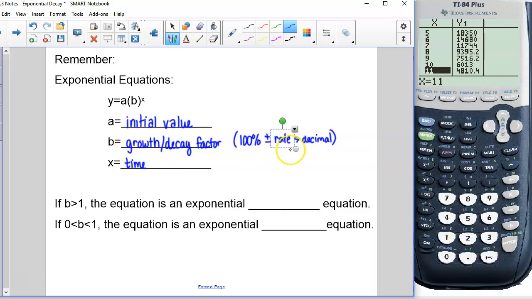So for that B factor, that growth or decay factor, if you have growth, you're going to take 100% and add the rate. So it's like sales tax, 100% plus 7% gives you 107, move the decimal 2 places. When you do that, you always get a B value that's greater than 1. So if B is greater than 1, the equation is an exponential growth equation.